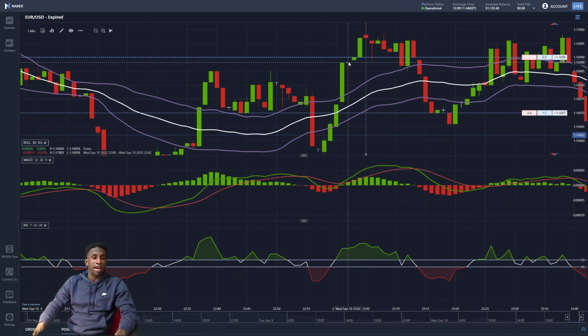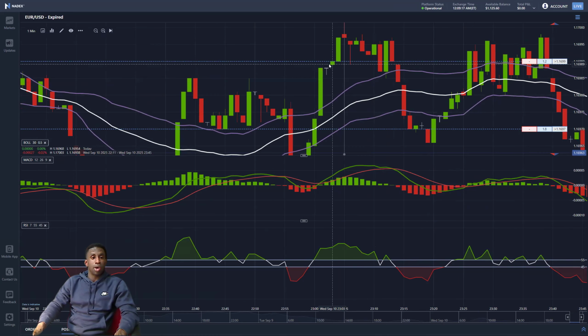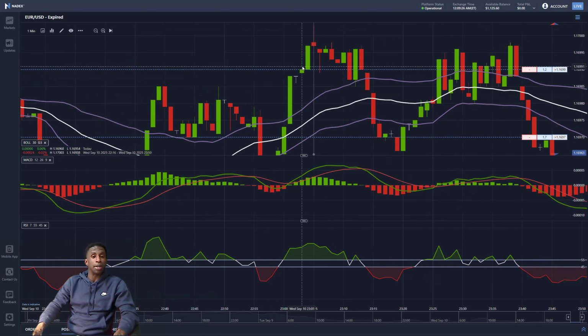I got in on this candle. Now keep in mind, Nadex delays the candle, so it doesn't look like this. It's green and it's above, right? It's up here. So it surpassed this candle. And so I got in here for OTM, right?